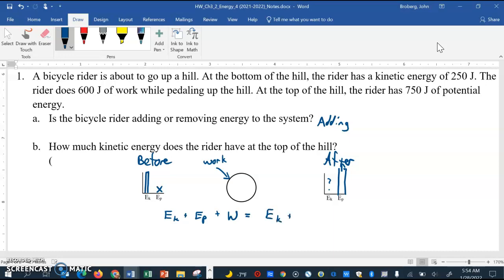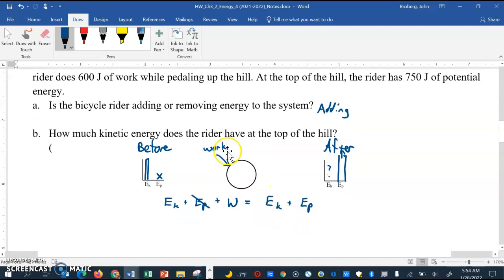On the after side, it's EK plus EP. So when we set up the problem, it's very similar to what we did before, but work needs to be put in, and you tell which side it goes on. Is it being added to the system, or is it being removed from the system afterwards? So we can cross out some energies that we didn't have, like the potential energy. We knew we didn't have any potential energy before, so cross it out. But we know we have potential energy afterwards, and the kinetic energy we don't know. We're trying to figure that out, so we leave it in.